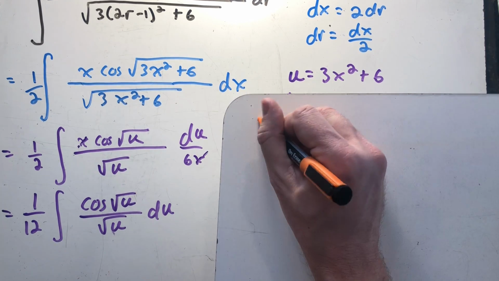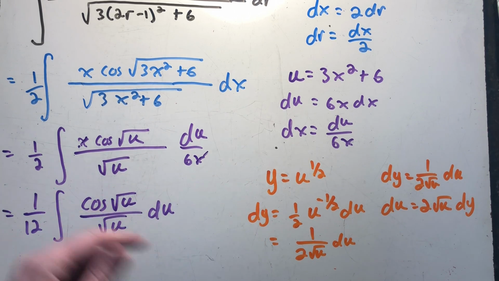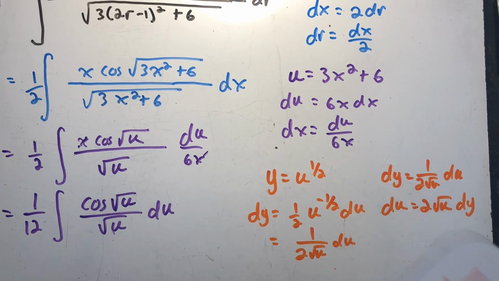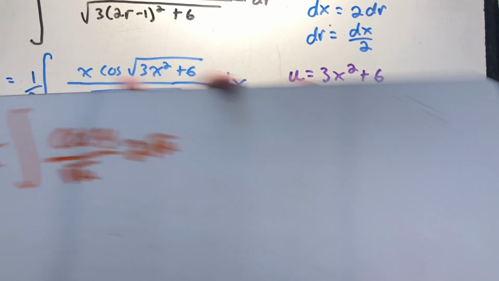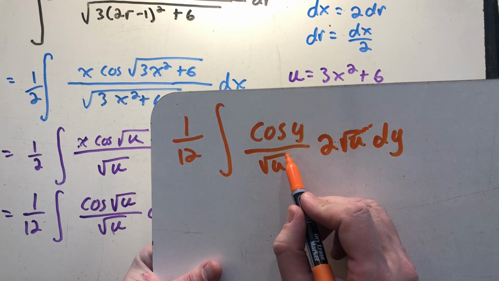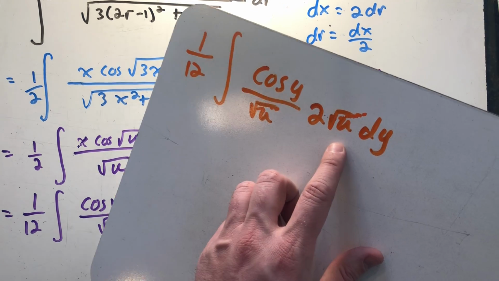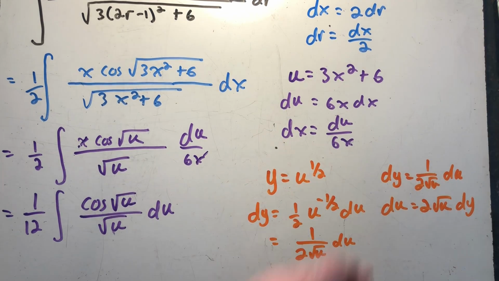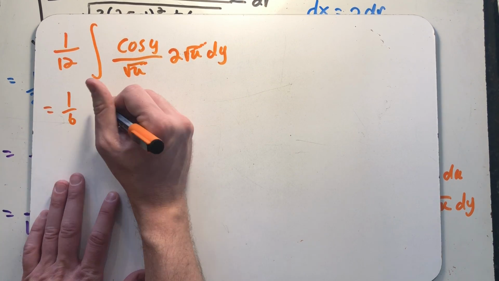So I have that 1/12. And now I would have the integral of just y, cosine of y. Still have that root u on the bottom. But I know I'm replacing the du with 2 root u dy. Nicely enough, those root u's cancel. Now you might ask yourself, why didn't I call that y? Because y equals the square root of u. It's because I knew I had one to cancel with there. If I had called this y, I'd have to realize that was y too, and they still cancel because they're equal to each other. All right, I can factor that 2 out front, giving me a 1/6.